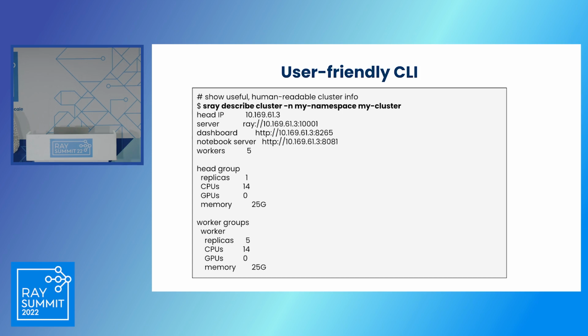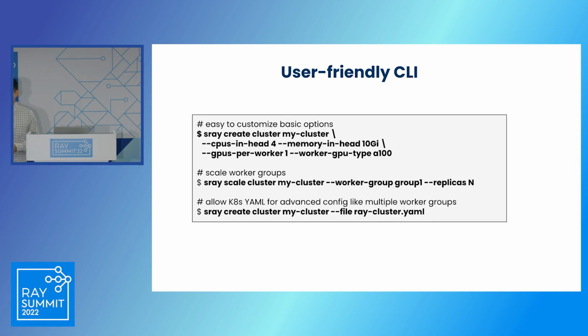The describe cluster command prints out some useful information, so you don't have to look at Kubernetes YAML or even know how to use kubectl. It shows you the head IP, the notebook server, the dashboard, your head group, how many worker groups you have, replicas in those worker groups, and GPU and CPU resources. And it's easy to customize basic options. When you create a cluster, you can specify how many resources you want and the types of GPUs.